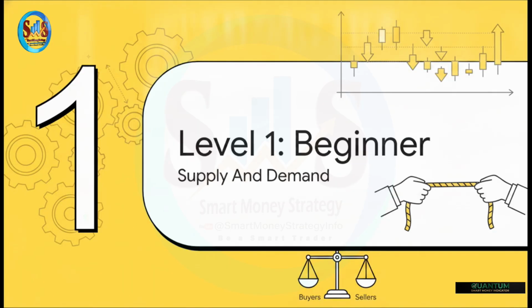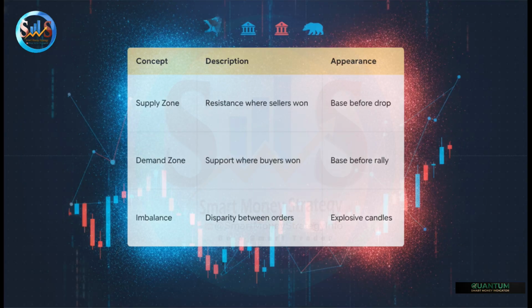All right, let's kick things off with level 1, supply and demand. And look, before we get into complex algorithms, we have to grasp the fundamental economic force moving literally every market, that constant underlying tug of war between buyers and sellers. These supply and demand zones are essentially the visible evidence of massive, unfilled institutional orders. Think about it. Massive entities like hedge funds can't just click a button to fill a $1 billion order, right? They have to build their positions slowly over time.